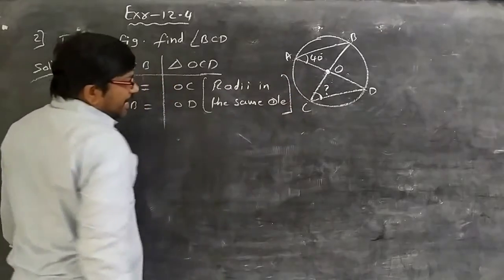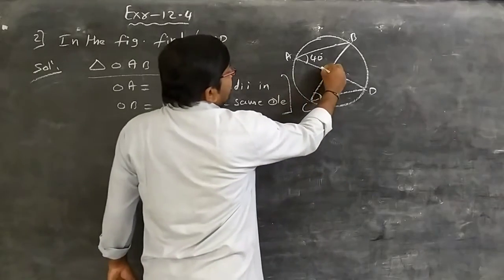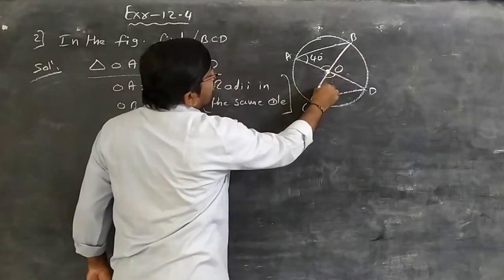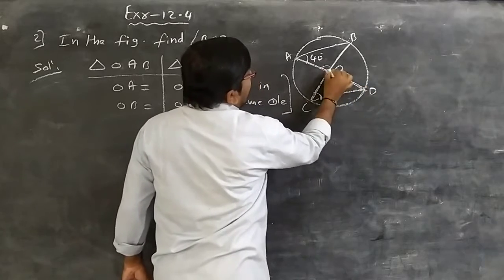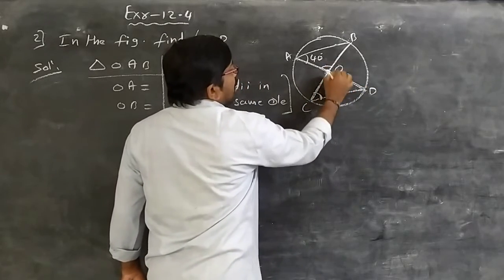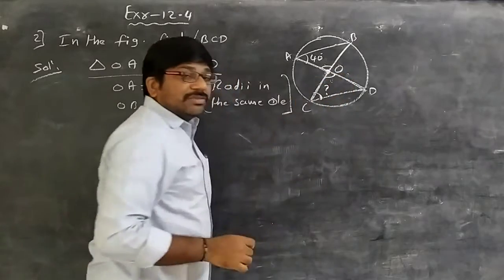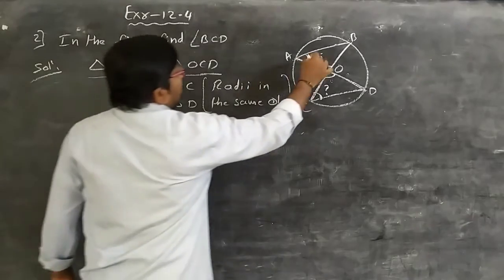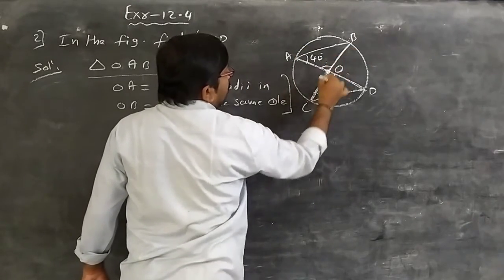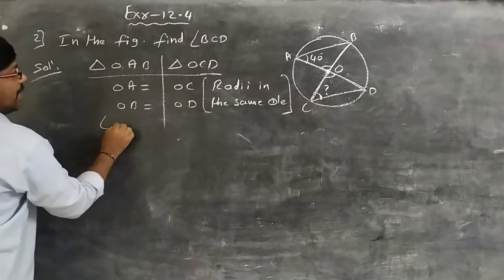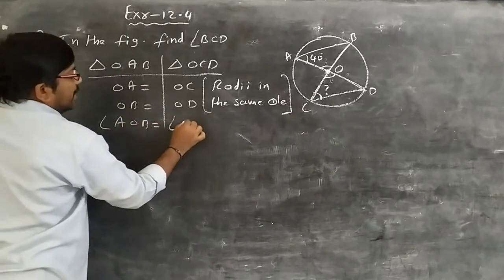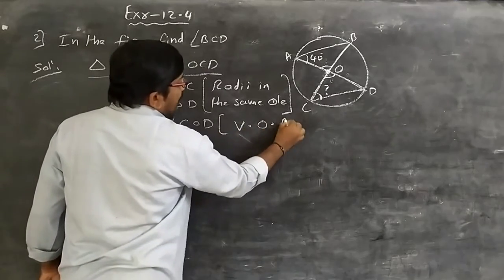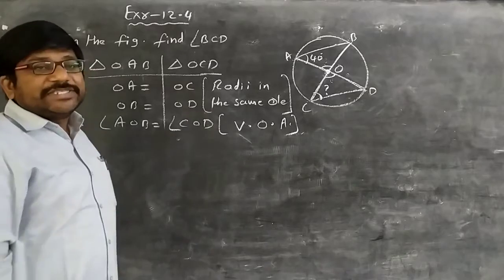Next, these two angles are vertically opposite angles. If two line segments intersect at a point, then the angles which are opposite are equal. Those are vertically opposite angles. Angle AOB is equal to angle COD, which are vertically opposite angles. Vertically opposite angles are equal.